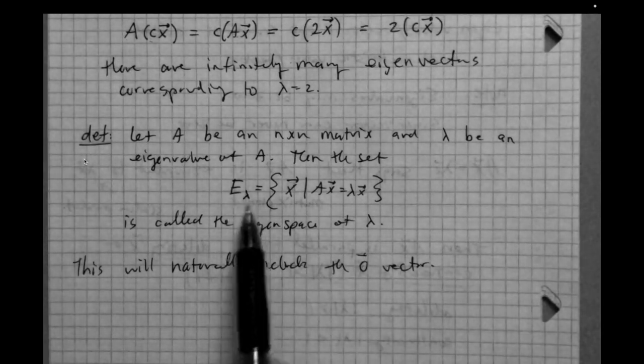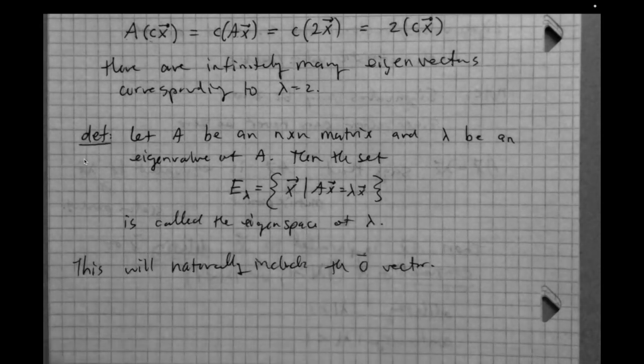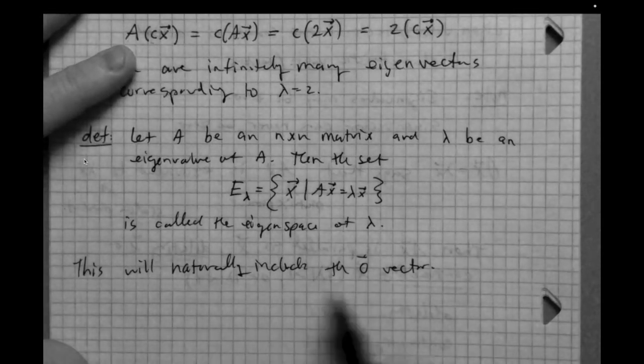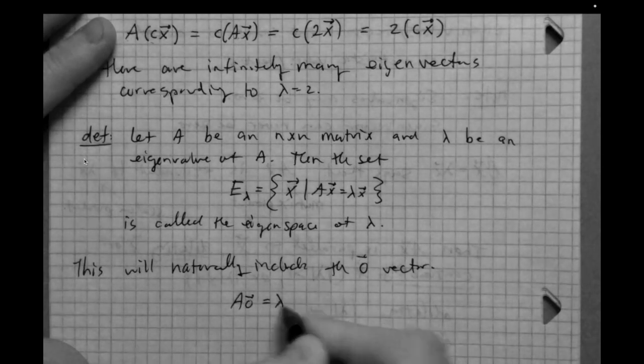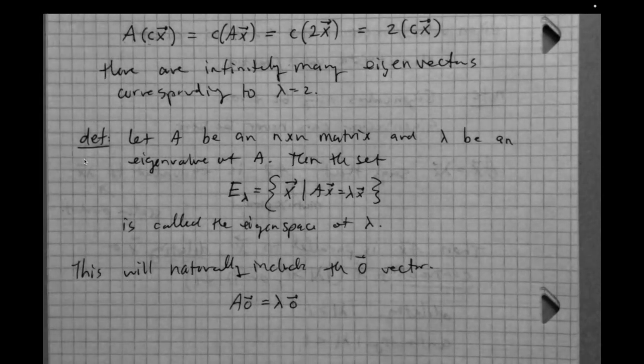Right, so strictly speaking, E is not merely a space of eigenvectors. There's always going to be one vector in there that technically is not an eigenvector, and that's the 0 vector. That should be obvious, because A times the 0 vector is equal to lambda times the 0 vector. So while 0 is not an eigenvector, it is part of the eigenspace, and that's just by the way it's defined.